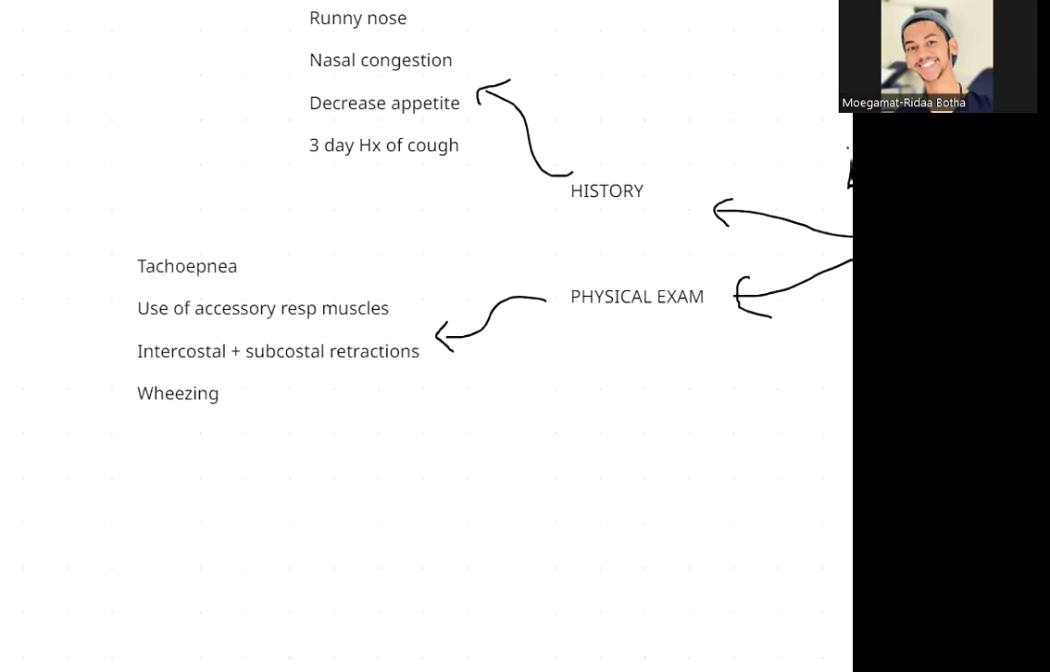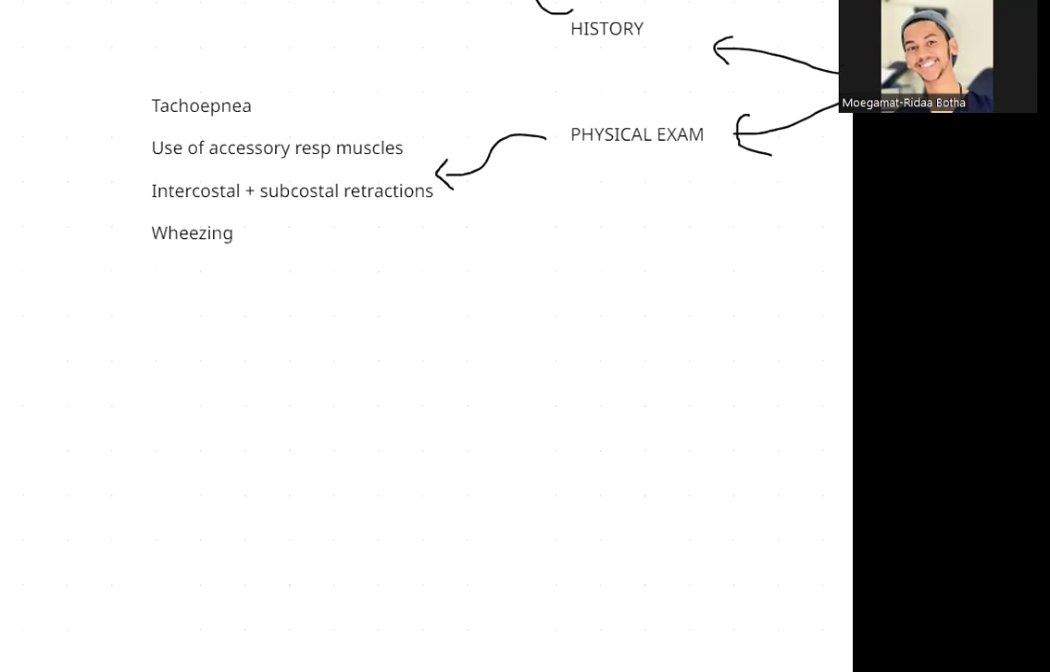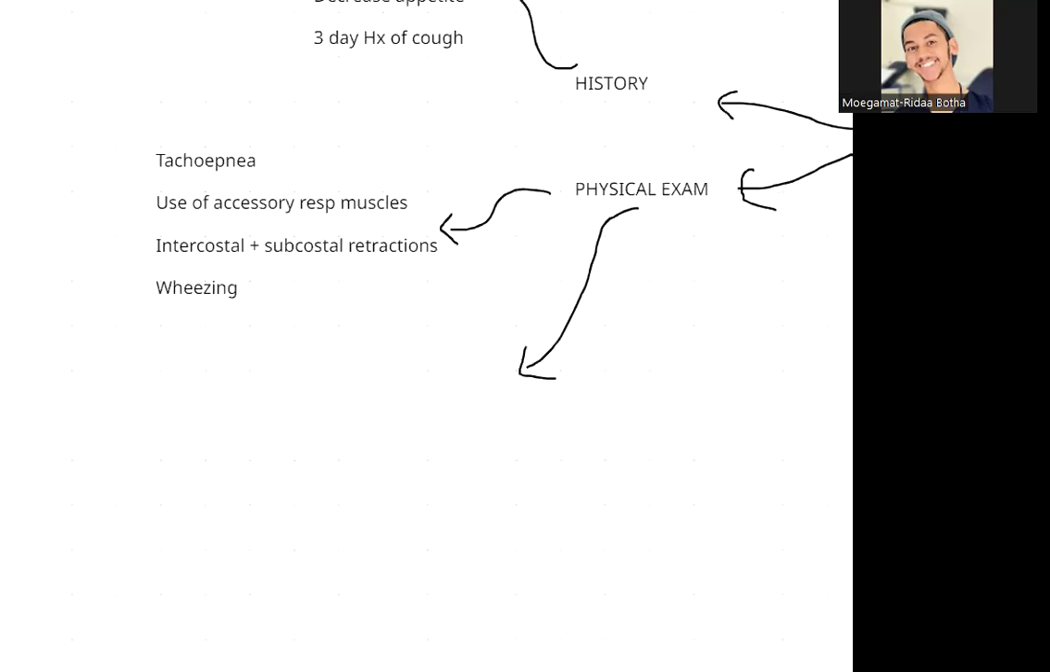Those are the starting off signs, but there are more physical or clinical features. As the disease progresses, the child can develop grunting, and nasal or alar flaring.